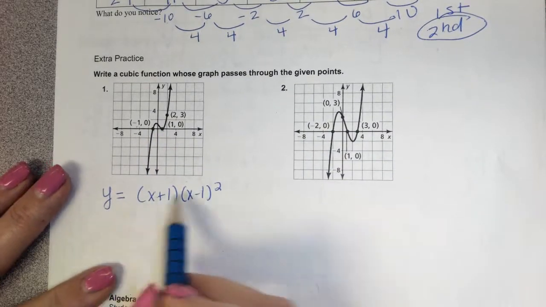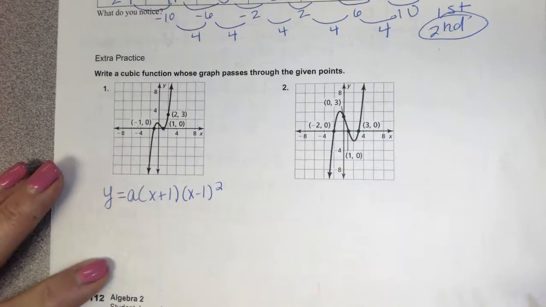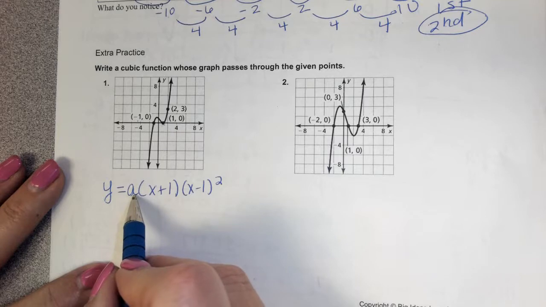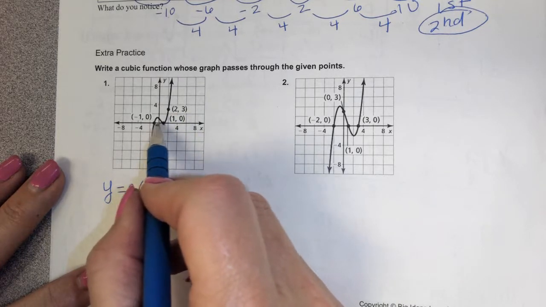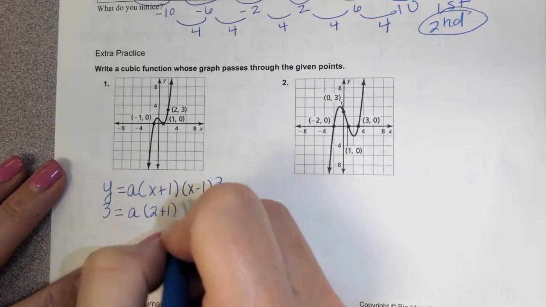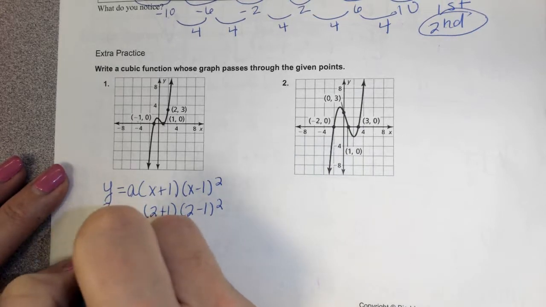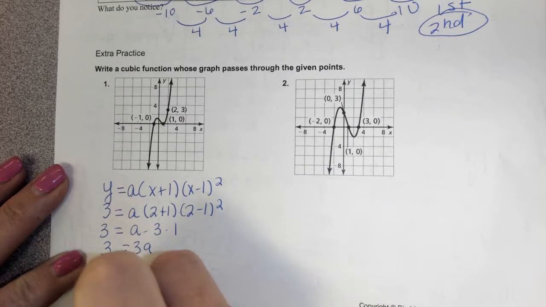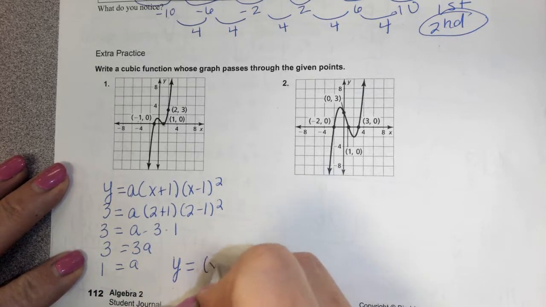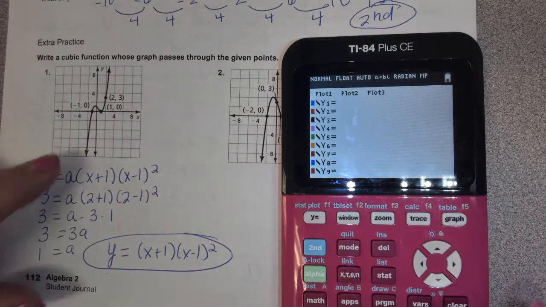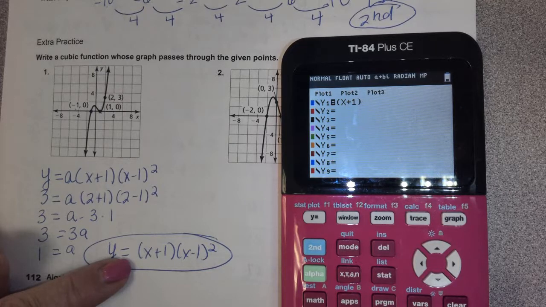Now, this would be a polynomial function, but I don't know what this a value is. How could I find that a value? Do I know another point on the graph? Yeah, 2, 3. So if I want to find out what this coefficient is of the function, I just plug in this point that is not an x-intercept. So I'm going to plug in 3 for y, a I don't know, 2 for x, 2 for x again, and so I'm going to have 3 equals a times 3 times 1 squared, so I get 3a equals 3, a equals 1. So now I know that the equation is just going to be this right here. And if I wanted to check it, I just want to double check and make sure that all these points are on here. It doesn't say what form I have to have it in, so I don't even have to multiply it out.